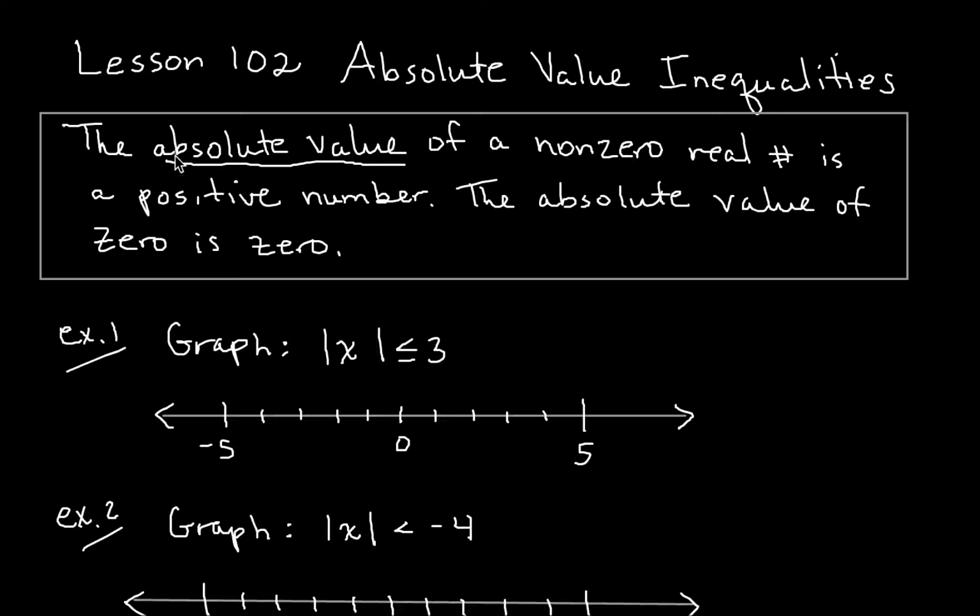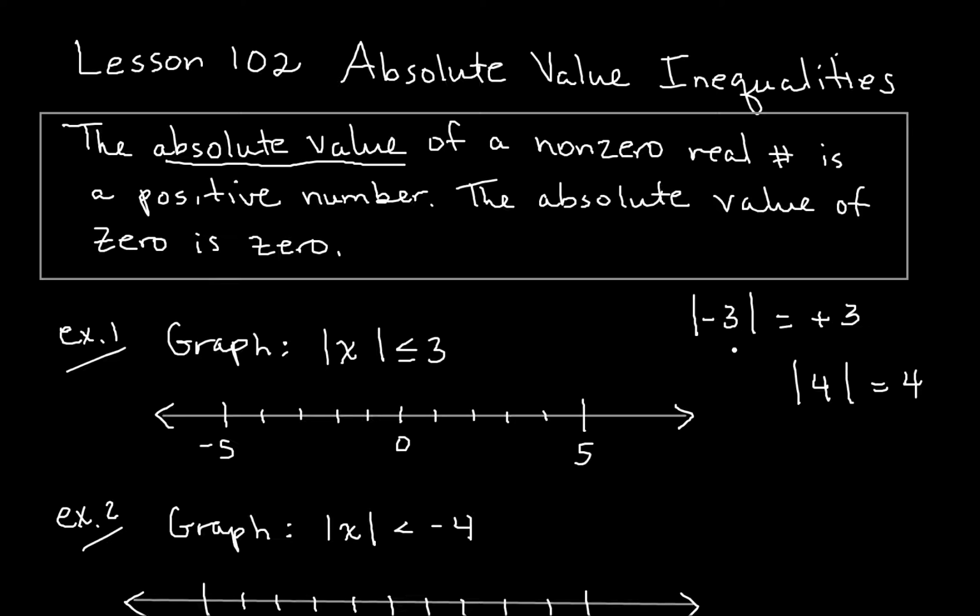So the definition for absolute value is: the absolute value of a non-zero real number is a positive number. The absolute value of 0 is 0. I think we've done these before. If you have the absolute value of -3, it's going to be +3. If you have the absolute value of 4, it's going to be 4. So the absolute value of any negative or positive number is going to be positive.